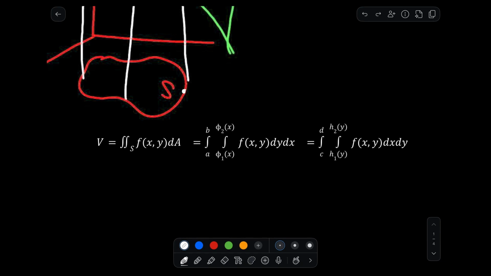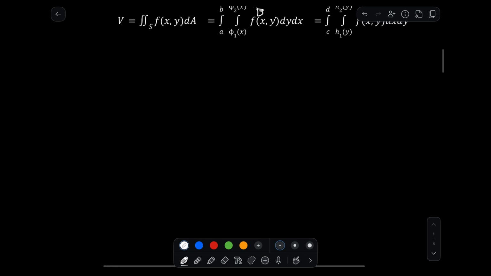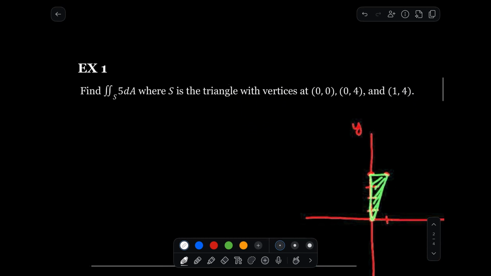And then we have our dy dx, again, which is just our dA, which you remember, from phi sub 1 of x to phi sub 2 of x. So it's going from top to bottom. And then for this one, we have c to d, h sub 1 of y to h sub 2 of y. So this one is going right to left. This one's going top to bottom. Overall, it shouldn't be too bad once we go over the first couple of examples. Let's jump right into it.